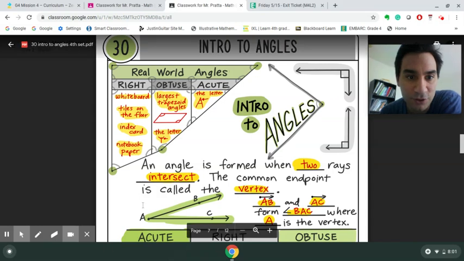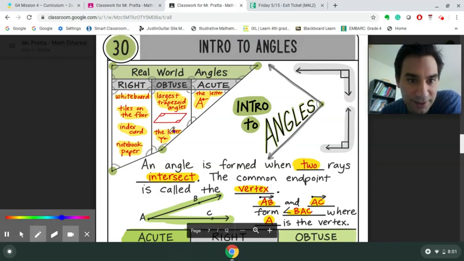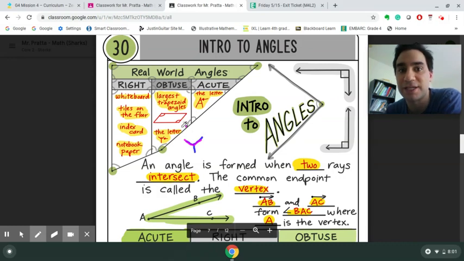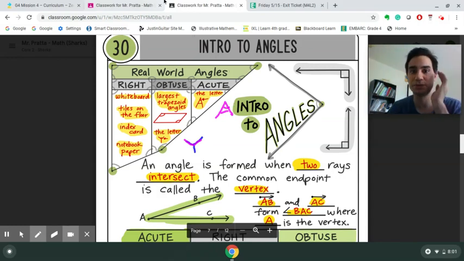An obtuse angle, a really good example is down here. I like this, a Y. If I draw a Y, notice this part of my Y at the top, it's wider than 90 degrees. That's obtuse. And if I draw an A, this part at the top is smaller than 90 degrees. It's more narrow. That's acute.